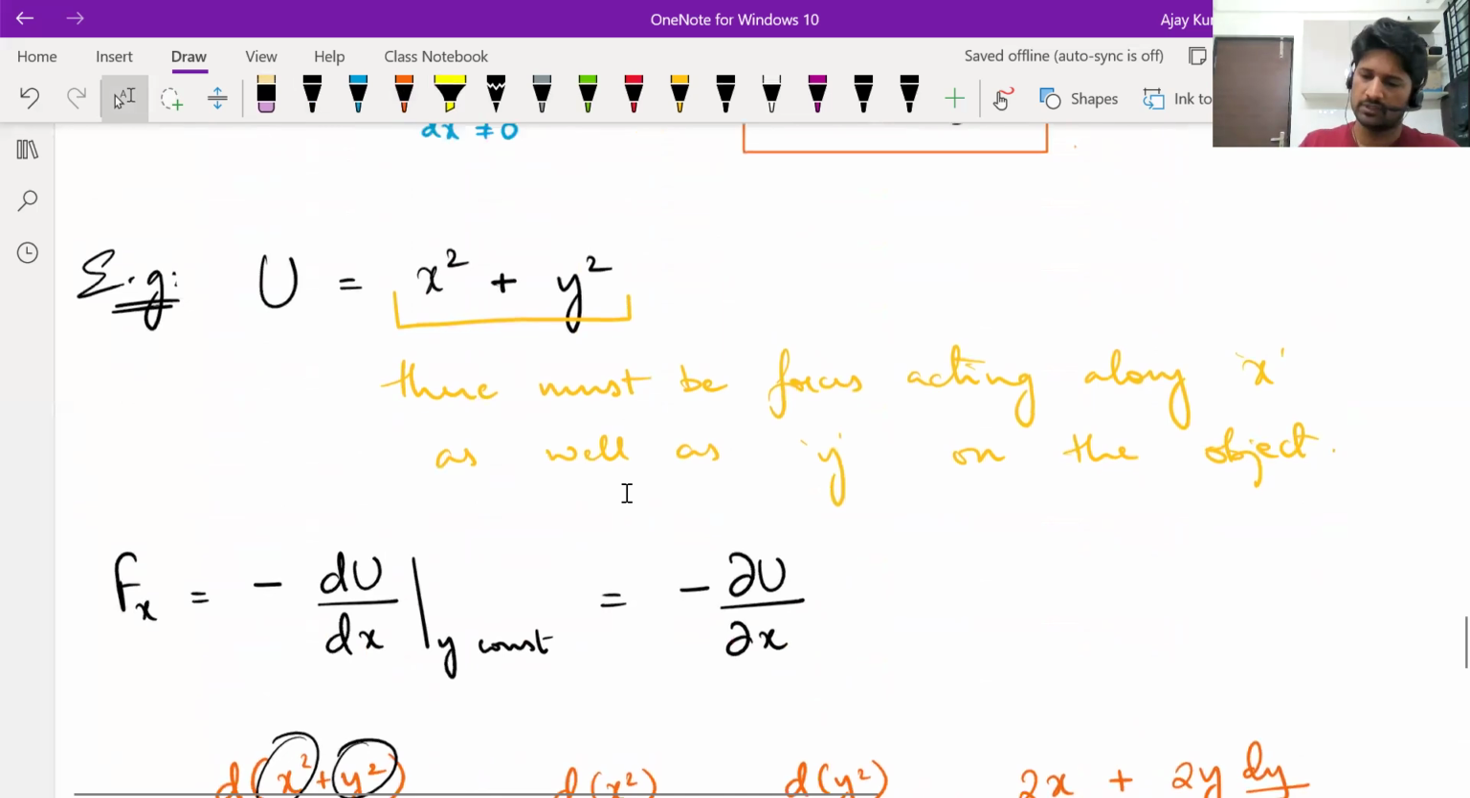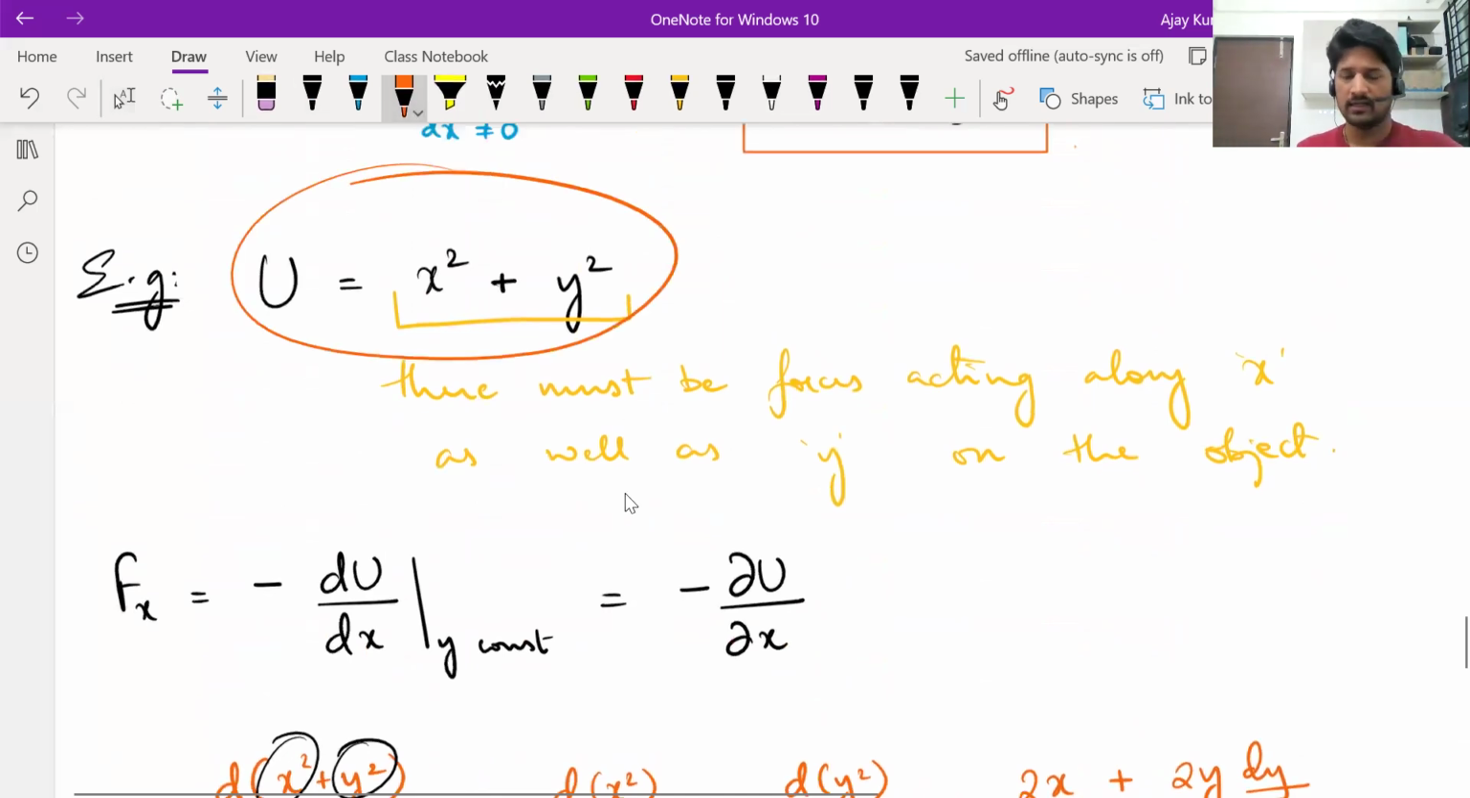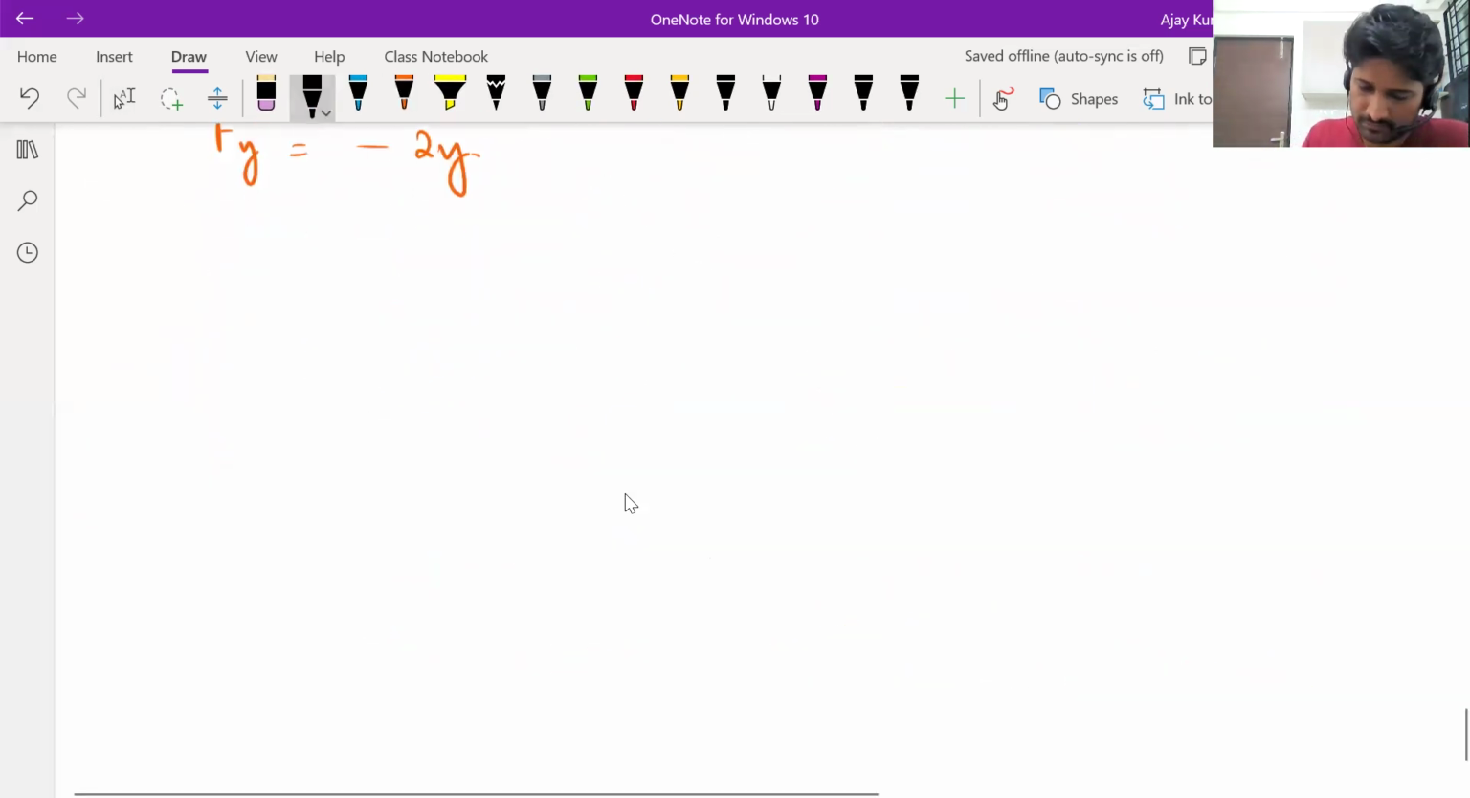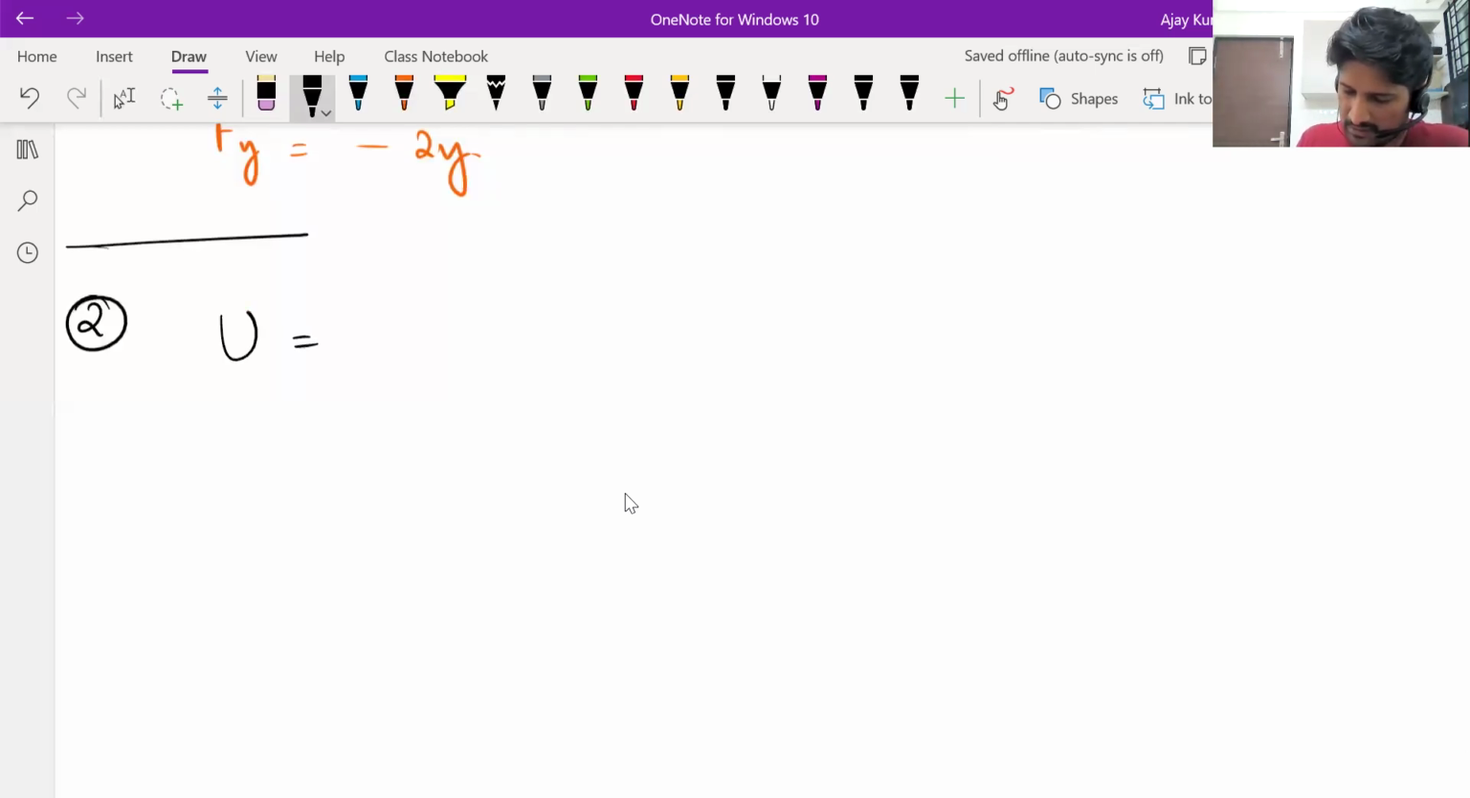That is what was given to you in this problem. Try another question like this, all of you. Suppose the potential energy function is x square plus 2xy.